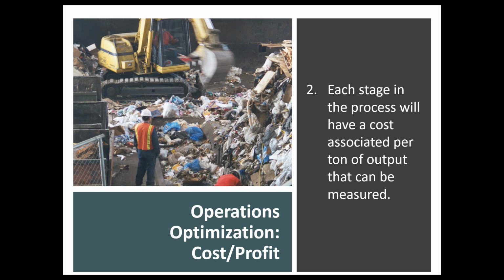So as Neil hinted at, each stage in the process is going to have a cost associated per ton of output that can be measured. So not only is that going to give you a cost per ton for your individual processes inside your operation, but at the end, that will allow you to come up with a cost per ton of your end commodity, be that PET, OCC, aluminum, whatever it is that you're producing as your end goal.